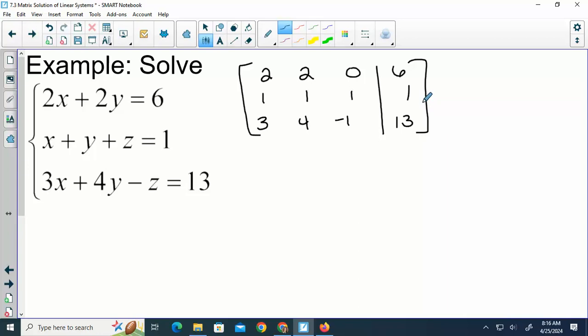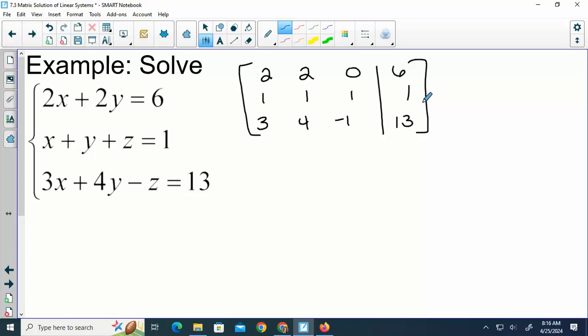So there's really at least 3 different ways we could get a 1 in row 1, column 1. Yep, you could flip rows 1 and 2. That would work. What's another way? Multiply by a half, and that works. What's a third way? You could do row 1 minus row 2. You could do row 3 minus row 1. There's a lot of options here to get our 1. So we just pick something.